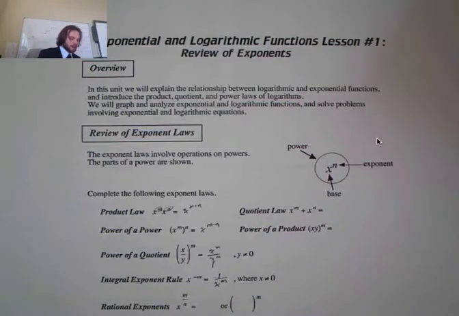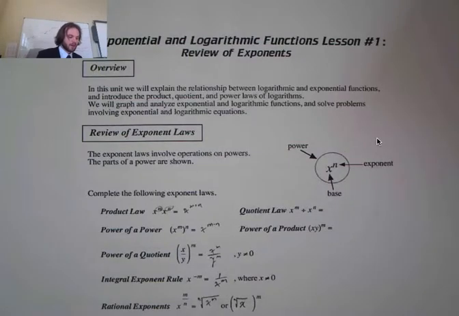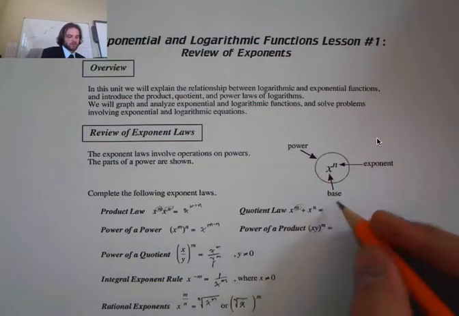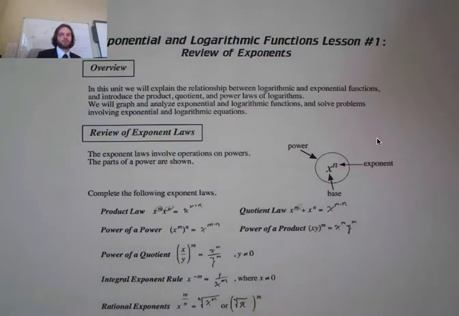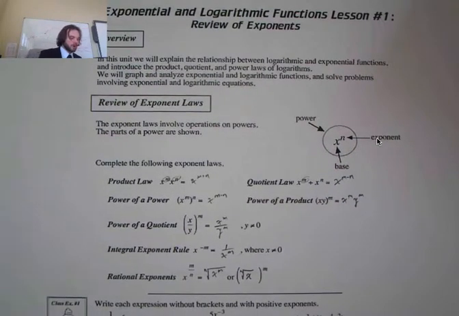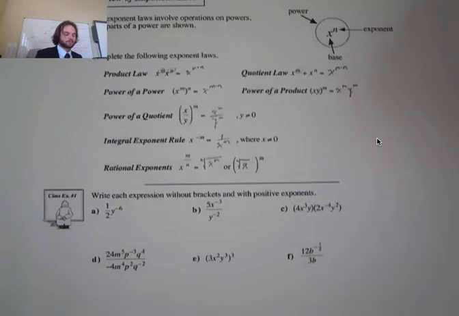Now rational exponents can be expressed two ways. We could express it as the nth root of x to the m, or the nth root of x and all of that to the m. There's two ways we could do that. Now the quotient law is we subtract, x to the m minus n, and the power of a product is x to the m, y to the m. We have to apply it to both. It's kind of like the distributive law.